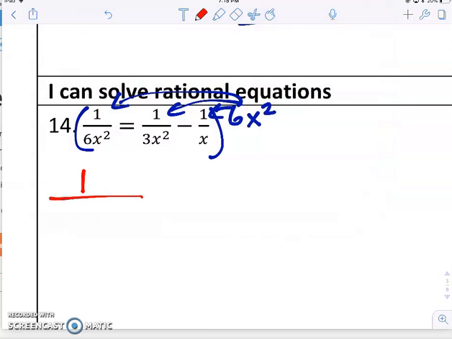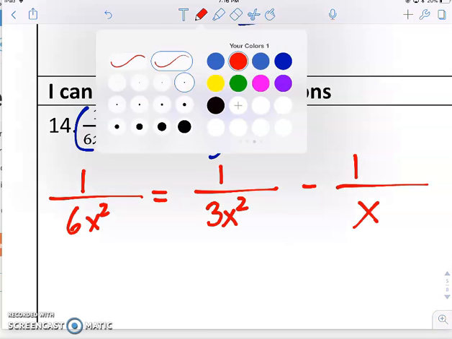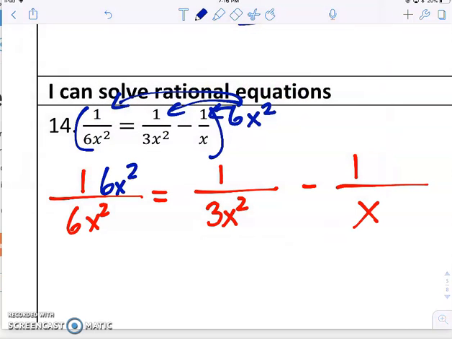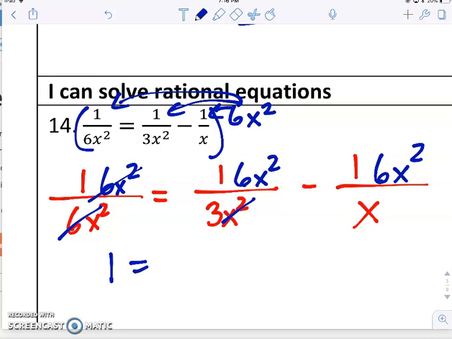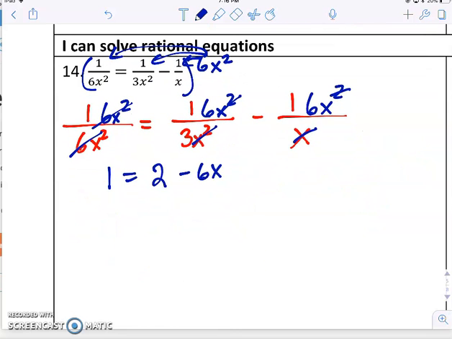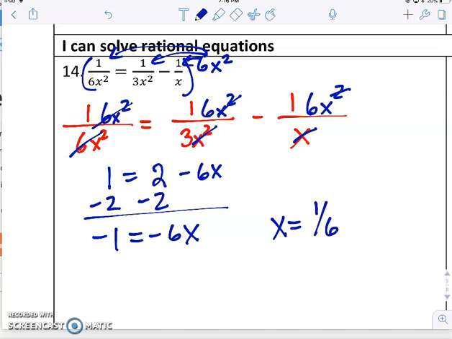So this is 1. We have 1 over 6x squared equals 1 over 3x squared. But what we're really doing is putting that 6x squared on top of each of these. So we'll notice this side is now just 1. x squared, 6 divided by 3 is 2, so 2x squared minus 6x. So then if we solve this one, minus 2, negative 1 equals negative 6x, so x is 1/6.